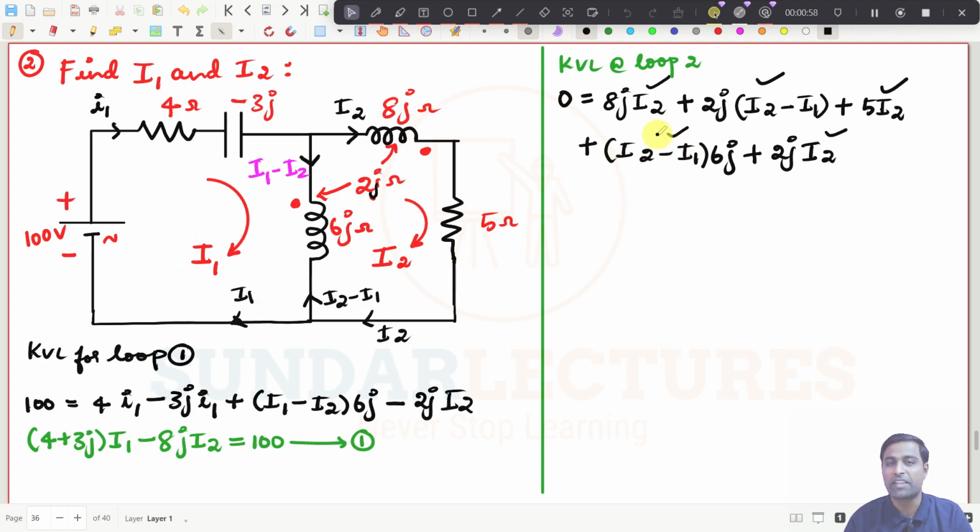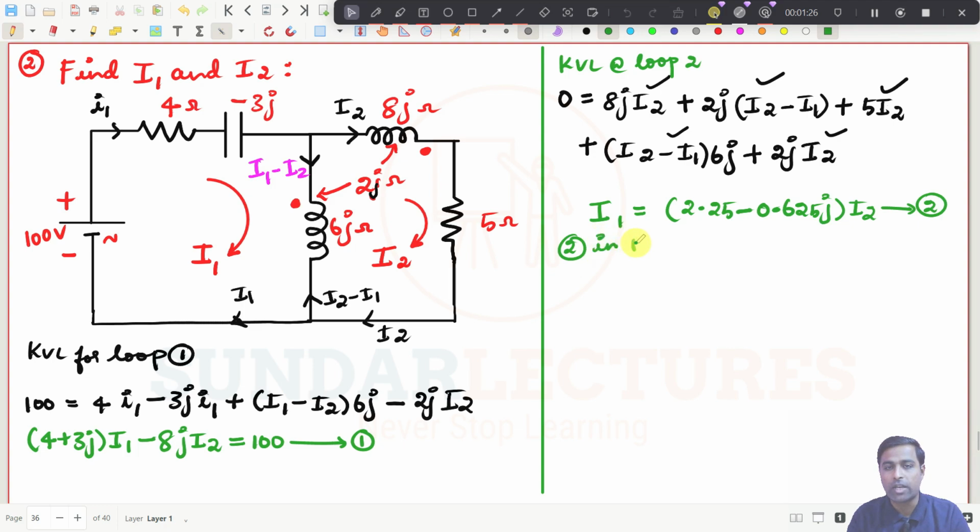If you further simplify this, I will directly write the equation, and I am getting I1 equal to 2.25 minus 0.625J into I2. Make this expression number 2. And it is very simple now. Substitute expression number 2 in expression number 1. If you do so, I have to substitute I1, right? So it is 4 plus 3J.